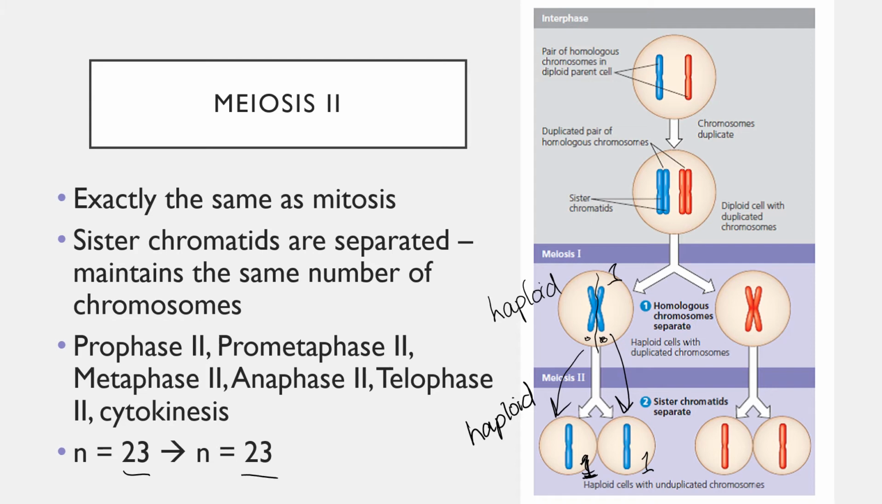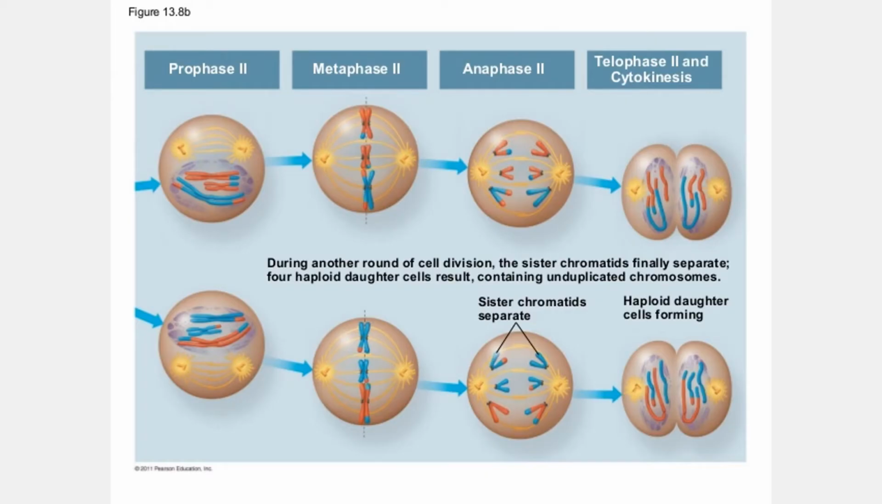So we're going to start with 23 and we're going to end with 23. And the way we break down these steps, same way as mitosis, we just add a 2 at the end of their names. So this is prophase 2. If you're ever looking at an image and you're not sure, am I looking at mitosis? Am I looking at meiosis?